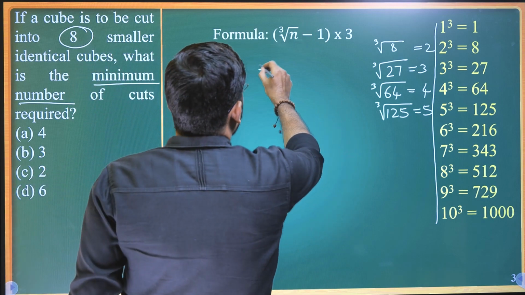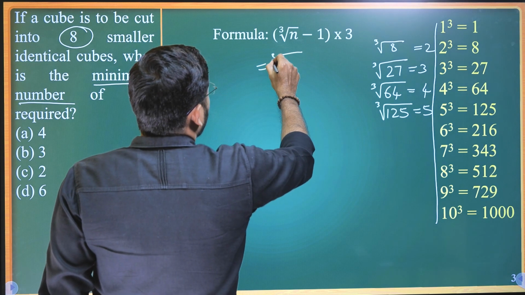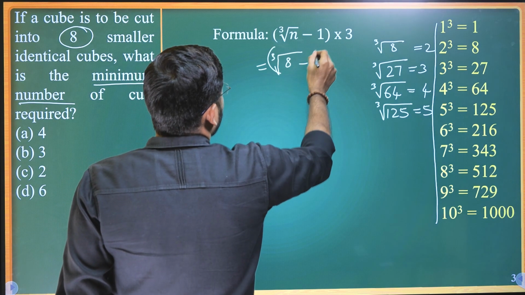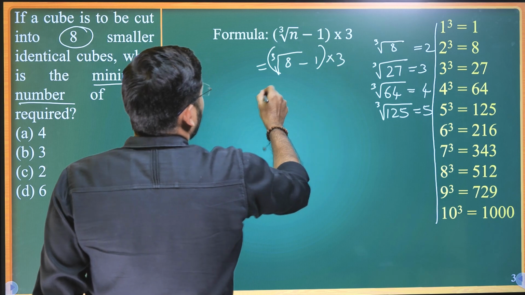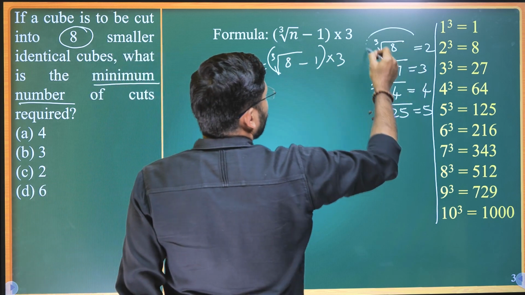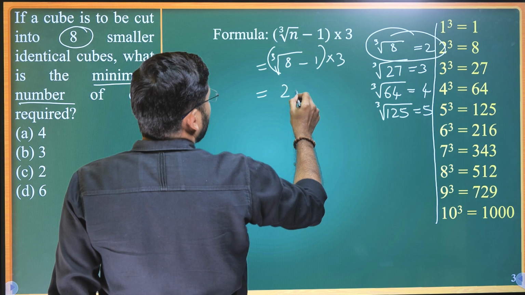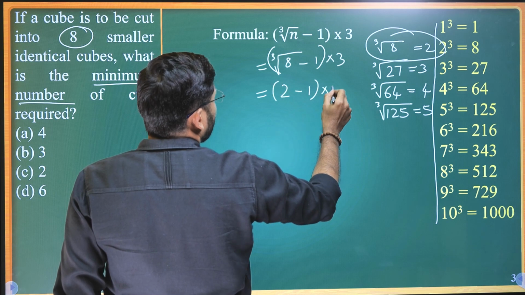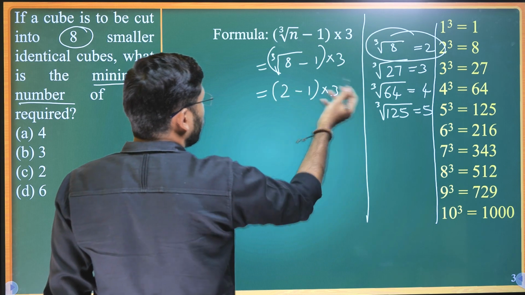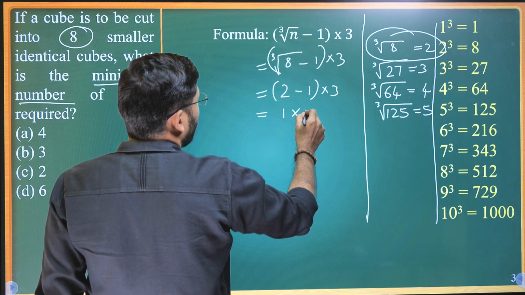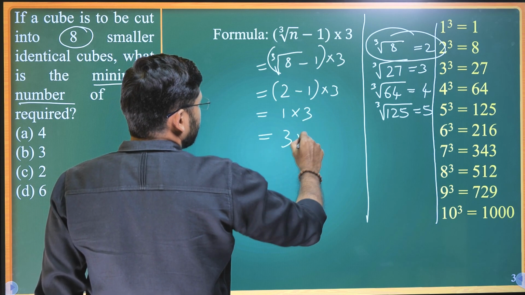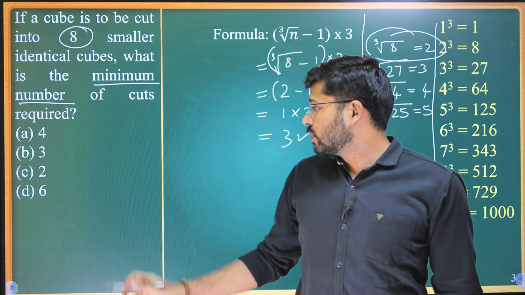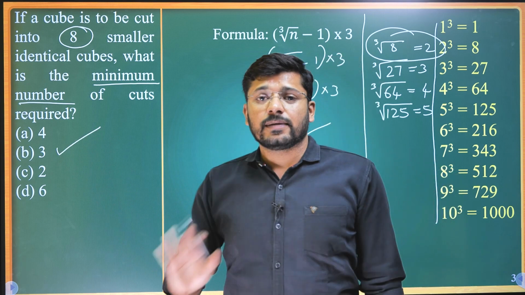We shall just use the formula directly. Cube root of 8 minus 1, into 3. What is cube root of 8? We know that cube root of 8 is 2. So that would be 2 minus 1, into 3. What is 2 minus 1, into 3? That would be 1 into 3, and the answer is 3. So the answer to this question is 3.